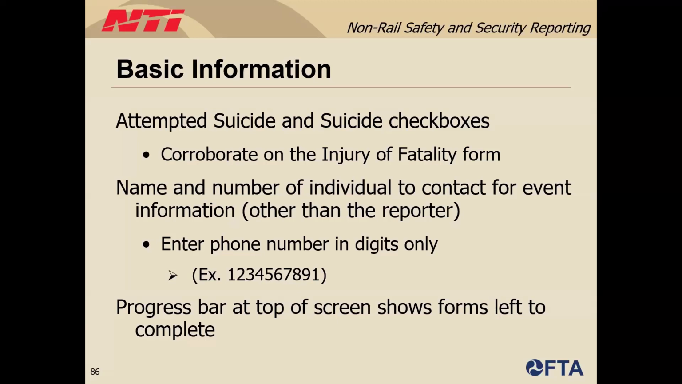You do not need to enter the name of the person if they are the person reporting the event. When you enter a phone number, enter only the numbers and no parentheses or dots. The field will self-format. The basic information screen is also the first screen that the progress bar appears on. This bar shows you how many subsections you have to complete and your progress thus far.